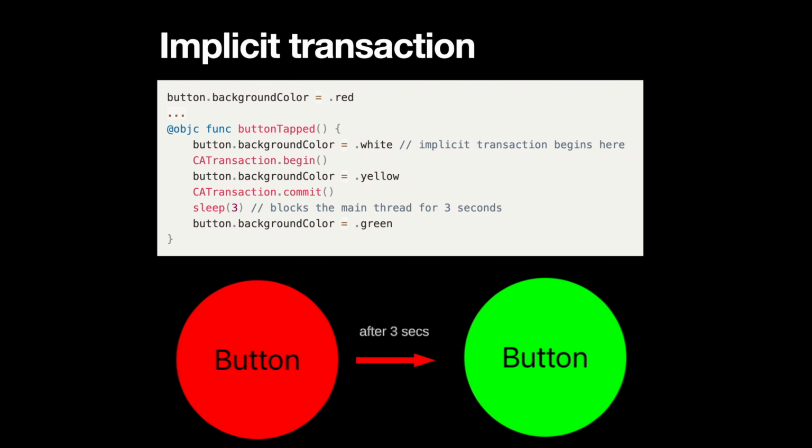The last example shows us how an implicit transaction works. It looks very similar to the example with the explicit transaction when the yellow state was visible, except for one important detail. We changed the model layer tree first by assigning the background color to white, which triggered an implicit transaction to begin. So our explicit transaction was nested into the implicit one and was not sent to the render tree until the implicit one was committed later. So we saw only the green state after 3 seconds in this case as well.